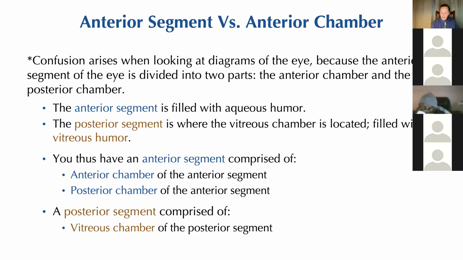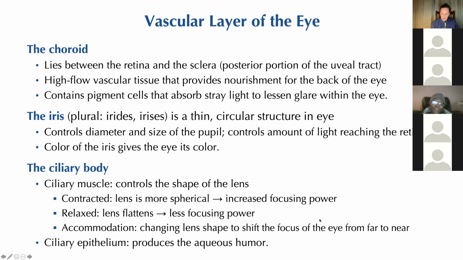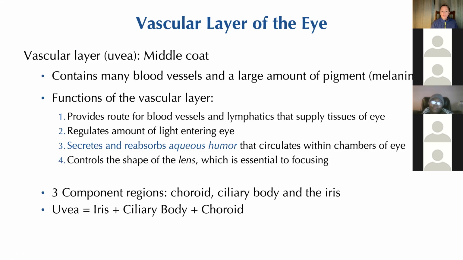So we have three components of our vascular layer. I really apologize for why my mouse is so crazy. I really don't know. The uvea, which is made of the iris, the colored part of the eye, the ciliary body that we talked about so much for controlling the shape of the lens, and the choroid, which we haven't talked about.